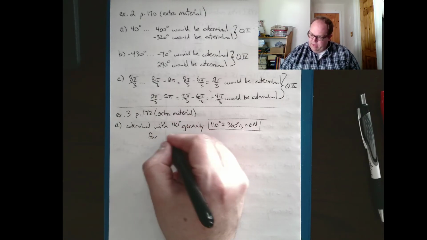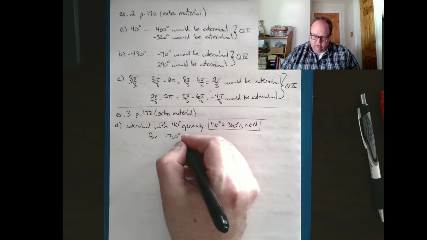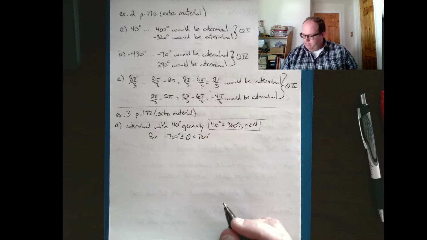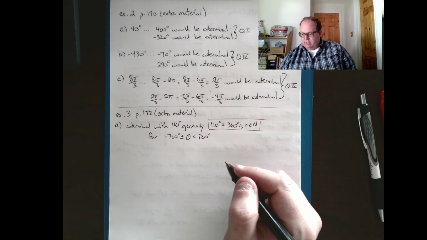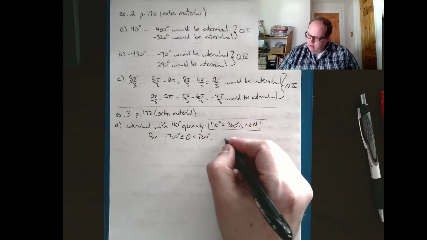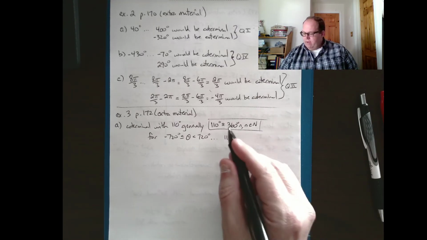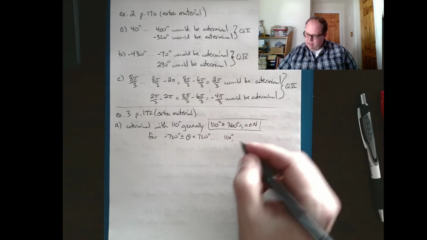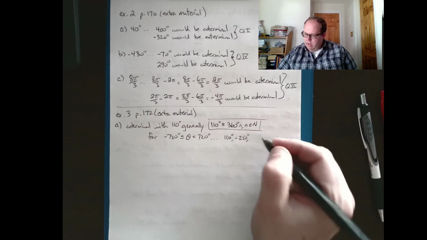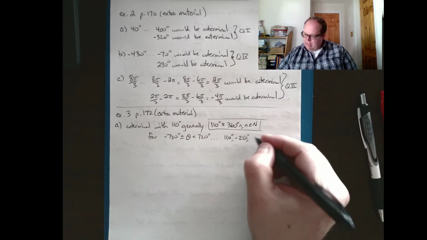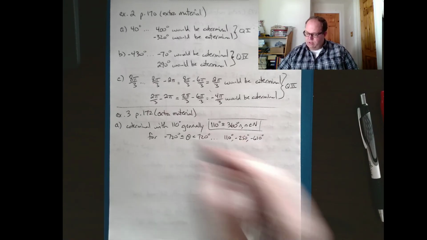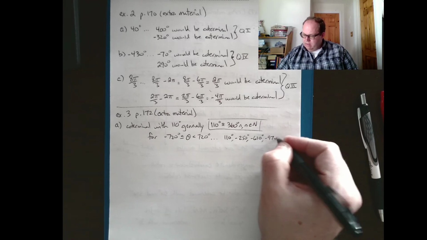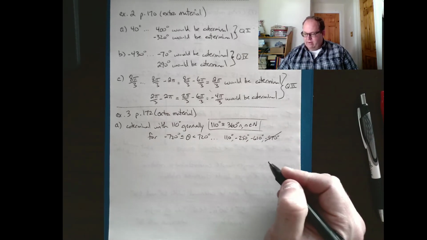So for angles between negative 720 and 720, I just start adding and subtracting 360s. So 110 works. If I subtract 360 from 110, I'd get negative 250. If I subtract another 360, I'd get negative 610, which is still within my range. But if I subtract another 360, I'd get negative 970, which is outside my range, so I don't count it.